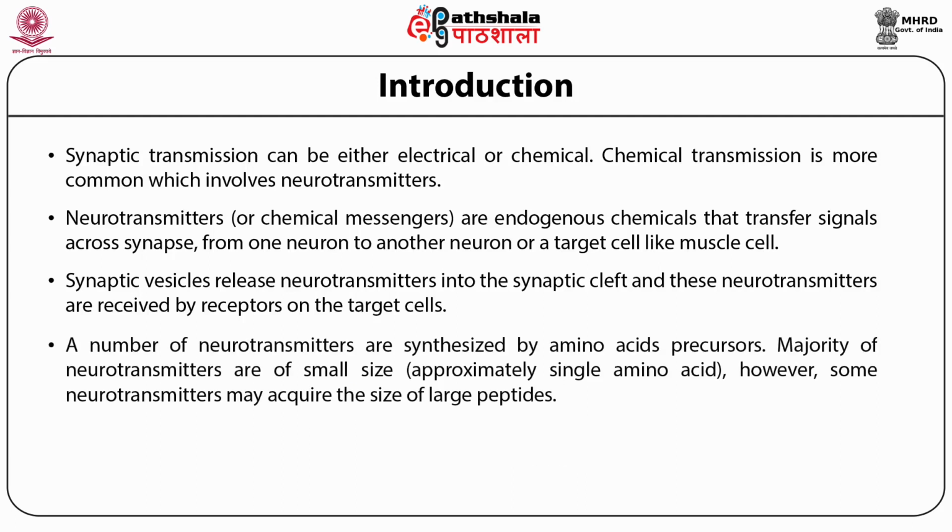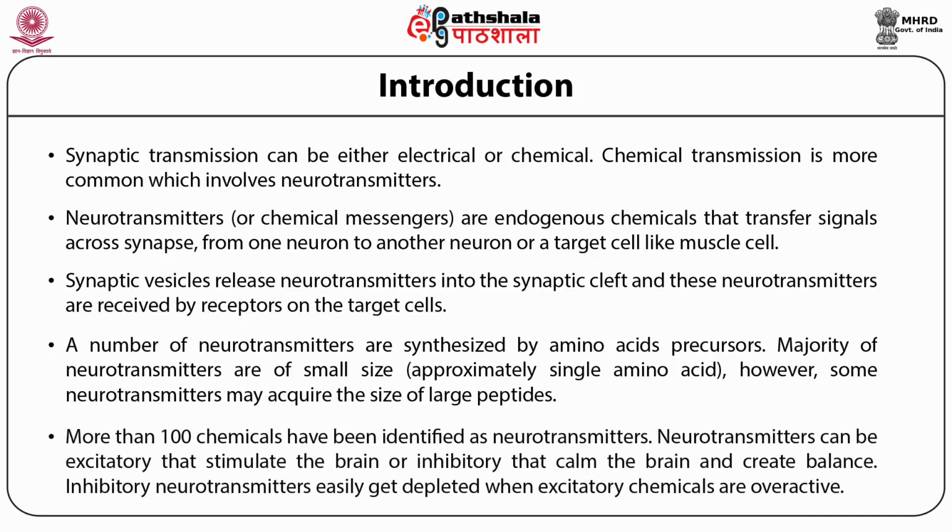A number of neurotransmitters are synthesized from amino acid precursors. The majority of neurotransmitters are of small size, approximately a single amino acid. However, some neurotransmitters may acquire the size of large peptides. More than 100 chemicals have been identified as neurotransmitters. Neurotransmitters can be excitatory, that stimulate the brain, or inhibitory, that calm the brain and create balance. Inhibitory neurotransmitters easily get depleted when excitatory chemicals are overactive.